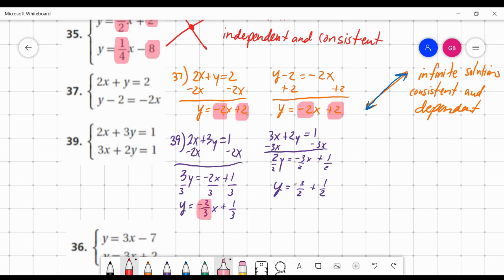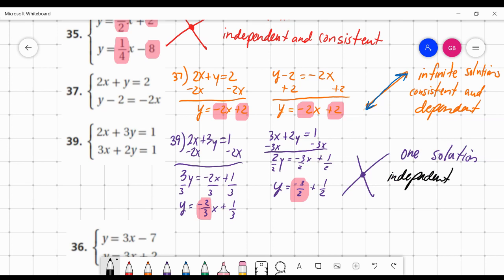Okay, we have different slopes. So if you have different slopes, they're going to intersect. So if they intersect, that means that you have one solution. That means that they are independent and consistent. Sorry about the colors. My elbow is hitting the bottom here. Okay, one solution, independent and consistent.